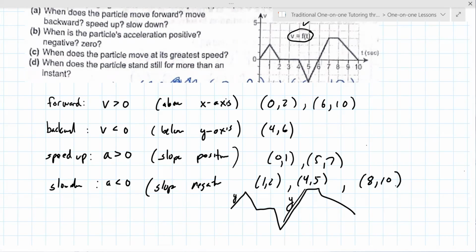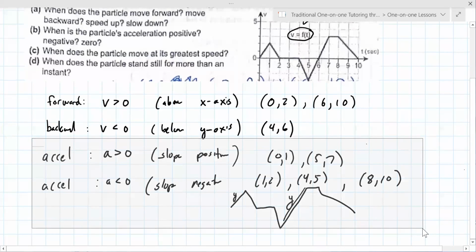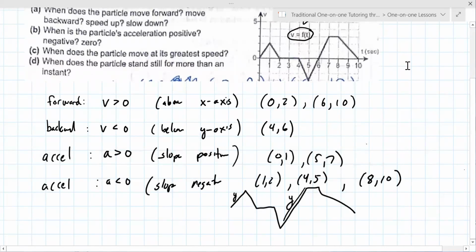Sorry, I gave you bad information. We just did part B. Sorry. The speeding up and slowing down depends on whether velocity is positive or negative at the same time. So everything I just said, sorry, we did that for acceleration. We're going to have to go through this one more time. So the acceleration is what we just did, and now we can talk about whether something is speeding up or slowing down.